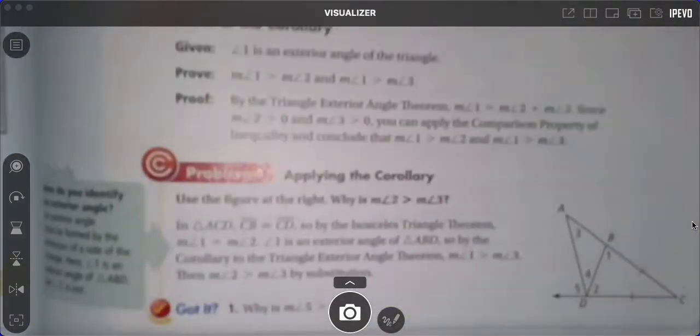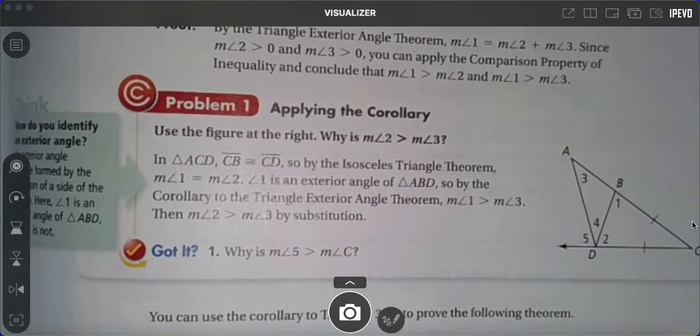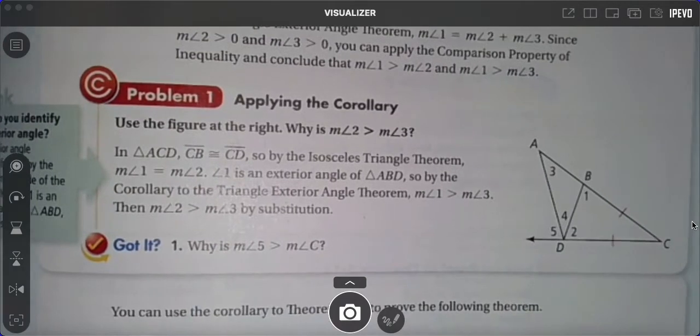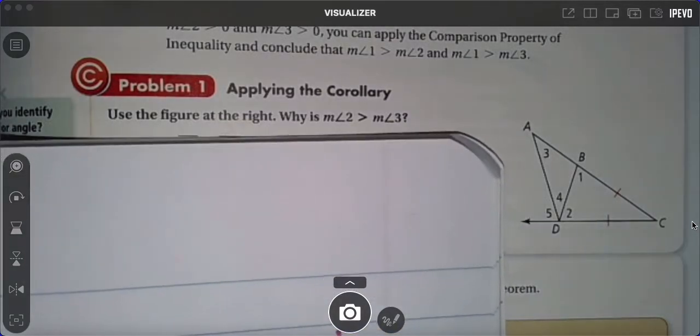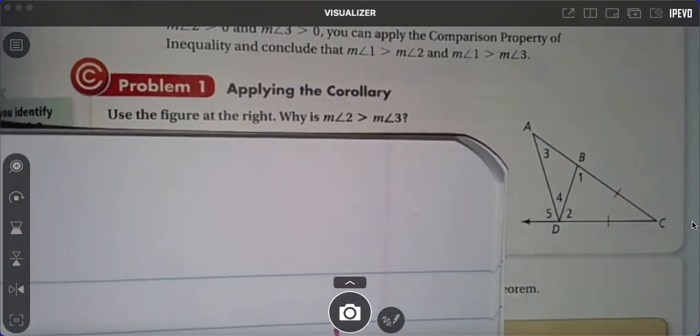so number 1, in our example, let's look and see what we have. It says, use the figure at the right. Why is angle 2 bigger than angle 3? I don't want y'all to look at the answer. Why would you say, based on all the information I just told you, why is angle 2 bigger than angle 3? Because you added those 2 up together. Because it's the exterior angle, and you know that it's 2 angles added together.